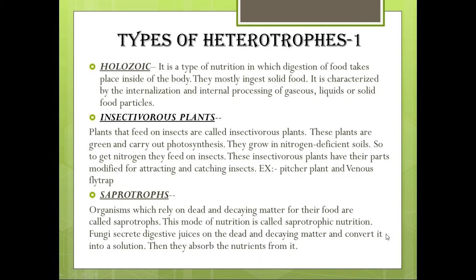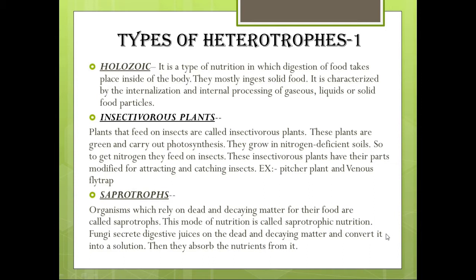Next topic is the types of heterotrophs. There are some types of heterotrophs, like the holozoic type. In the holozoic type, nutrition of the organism and the digestion takes place inside the body, and they generally eat solid foods, sometimes only liquid. It produces gas, liquid, and solid particles as waste.